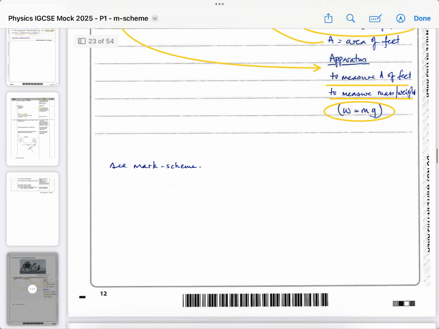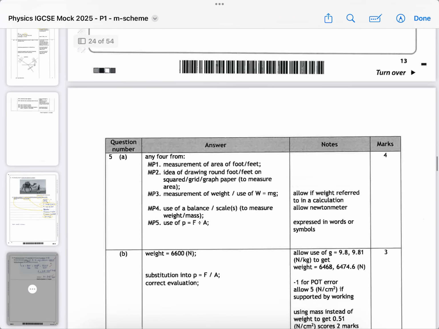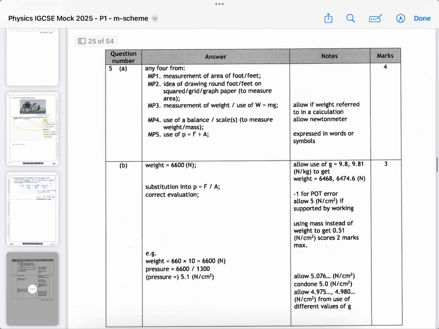We'll have a look at the mark scheme straight away. They're giving five ways that you can get the four marks. So for example, when you want to work out the area of the feet, you can trace around someone's foot on a piece of graph paper and see how many squares it occupies and estimate their feet that way.